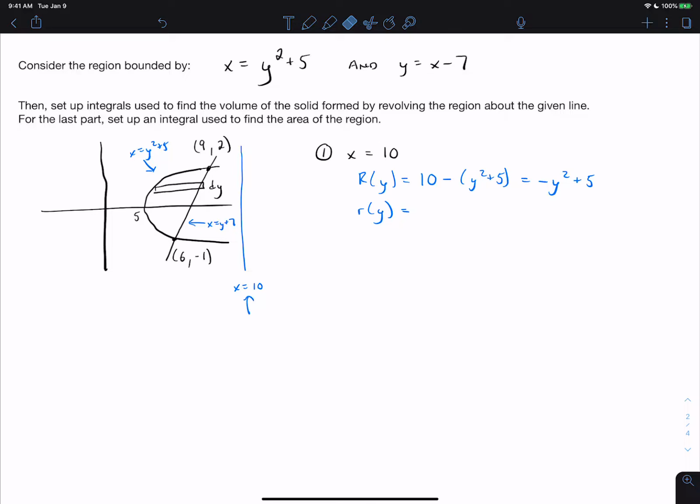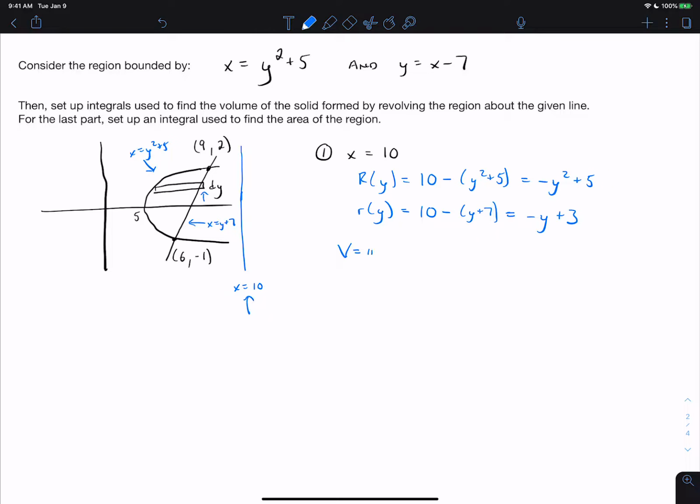So small r is the distance from the closer end of the rectangle, which is right here, to the line we're revolving around, which is right over here. So you take the right x, 10, minus the left x. But the left x is y plus 7 because it's the x value on the slanted line. That gets us negative y plus 3 after you distribute the negative.